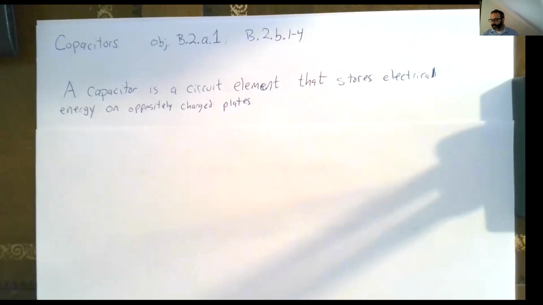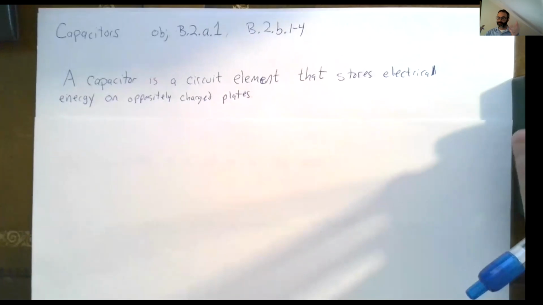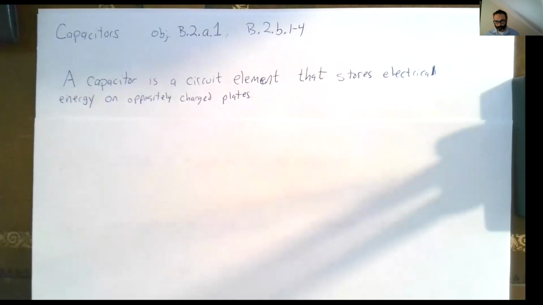But for now, we just say if we have two plates that are oppositely charged, one plate has positive charge, one plate has negative charge, and you put them near each other, there's energy stored in that. The positive charges want to make their way over to the negative charges, and the negative charges want to make their way towards the positive charges. So there's potential for the motion of those charges. That's electrical potential energy. It's an efficient way to store electrical potential energy. All right, so that's what a capacitor is.